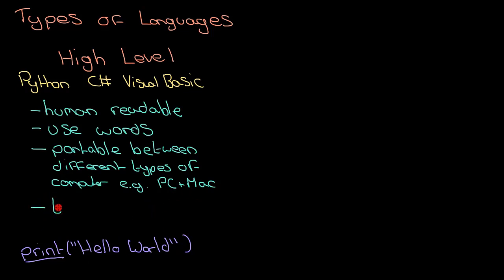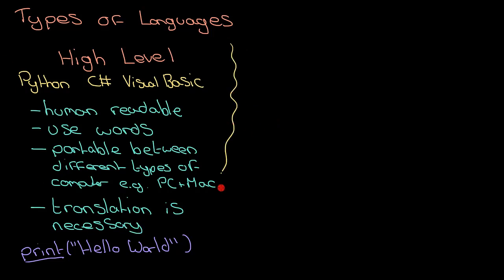But because we're dealing with words here, it's important to understand that the code needs to be translated into something the computer can understand, because the computer doesn't understand words, it only understands binary. So there has to be this process of translation, and the code needs to be translated into machine code before it can actually be run by a computer. So that's the basics of high-level languages, but we need to cover low-level languages as well.